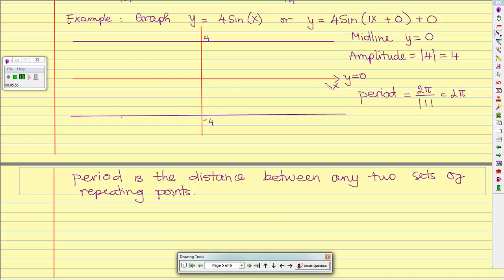So I'm going to go to my midline. Then I'm going to label from 0 and then 2 pi. Next, I'm going to have to divide the period into 4 equal intervals. So make a note right here: divide the period into 4 equal intervals.